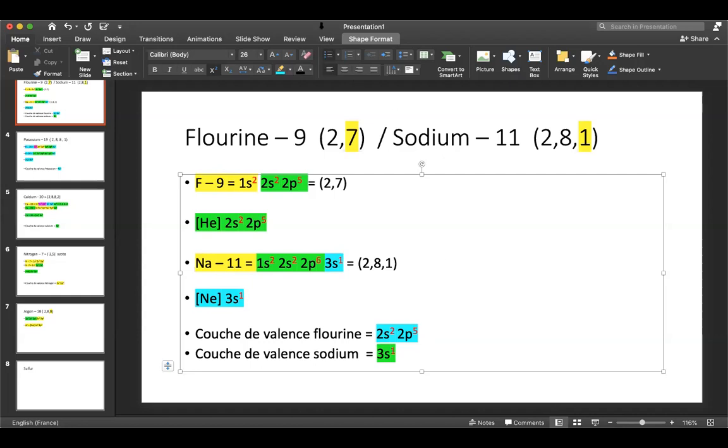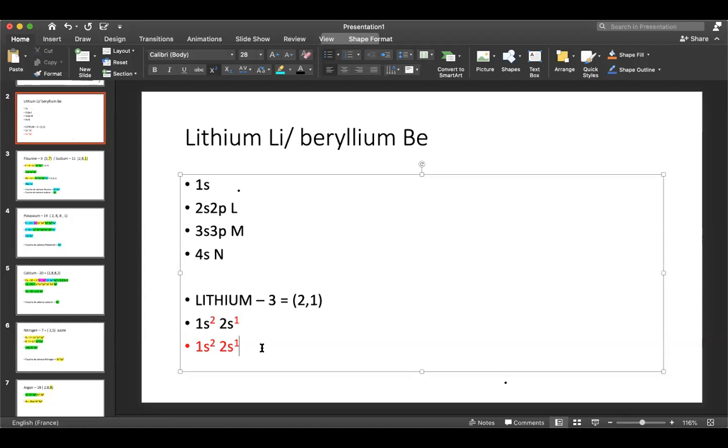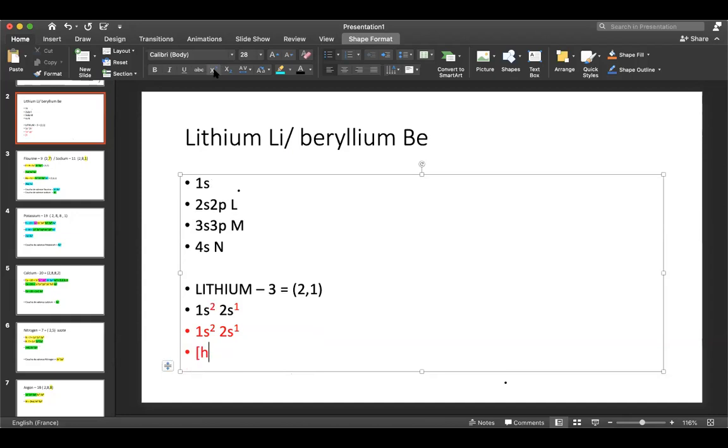Is it clear? Is it clear, Mtali? Yes, it is. Thank you. So Kennedy, is it clear? With the SPDF electron configuration, it's also simple. It will be helium, always in square brackets, in square brackets. Then you put your couche de valence there, like that. Is it clear?